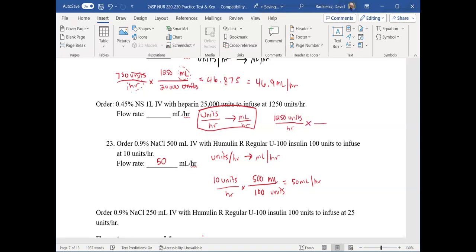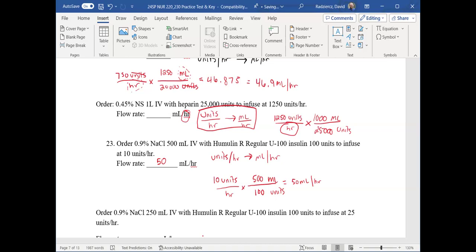Right. And then the reason I do it this way is because I know that my answer has hours in the bottom. So all I need to do here is convert units to milliliters. And once I know that, then I know where to put everything. That way I'm never guessing where these numbers go, because I start with this.